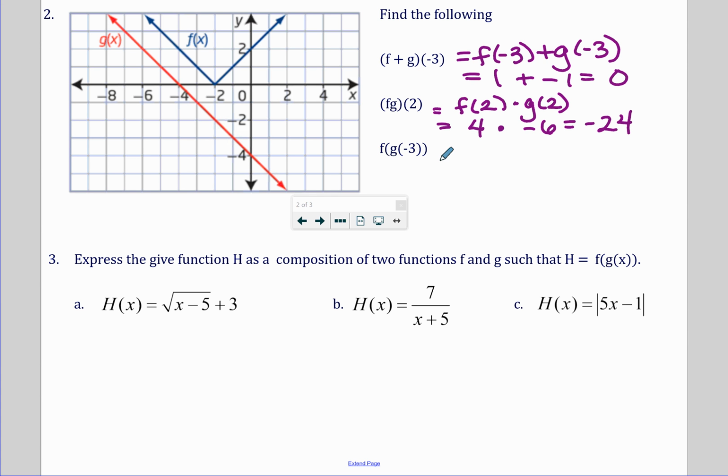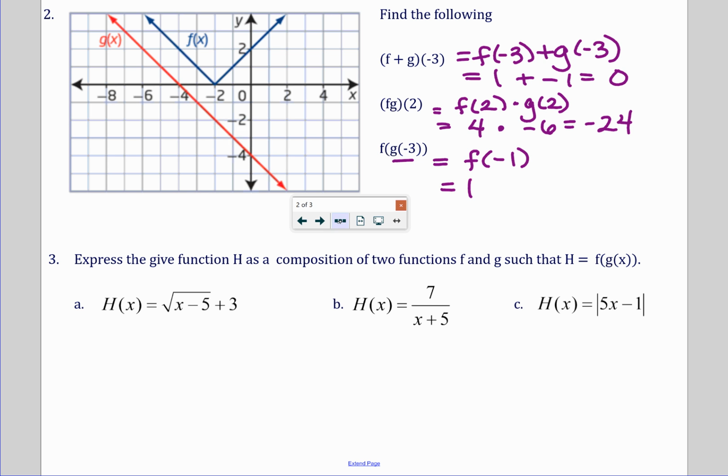Third one is composition, work from the inside out. G of negative 3, so I'm going to go negative 3, 3 to the left, go down to function g, that's negative 1. So the inside becomes negative 1. Plug negative 1 in, so negative 1, 1 to the left, up to function f. Final answer there is positive 1.